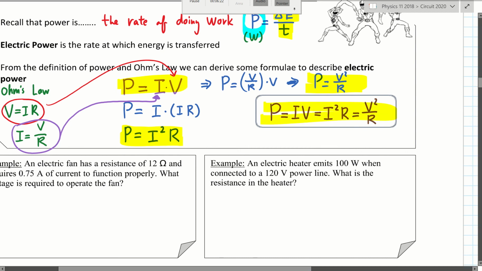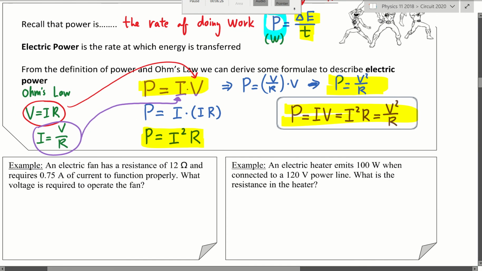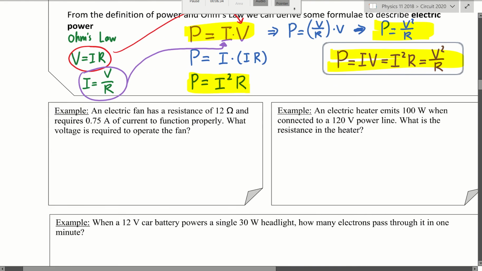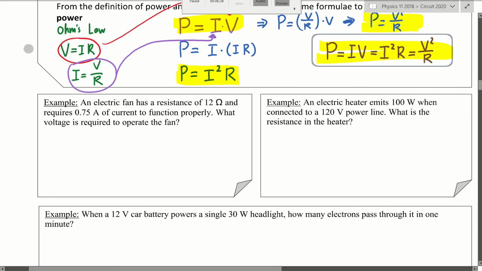Okay, so it depends on what you have. If you have current and voltage, you use this one. If you have current and resistance, you use this one. If you have voltage and resistance, you use that one. I'll just do a couple of examples really quick for the first one. And the second one, quite easy. And the third one will look actually a bit hard.